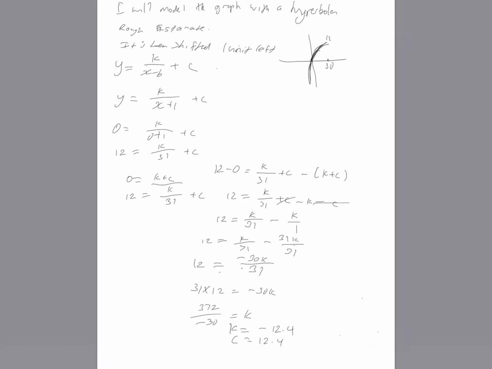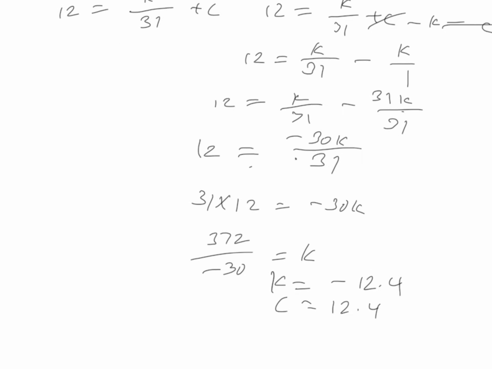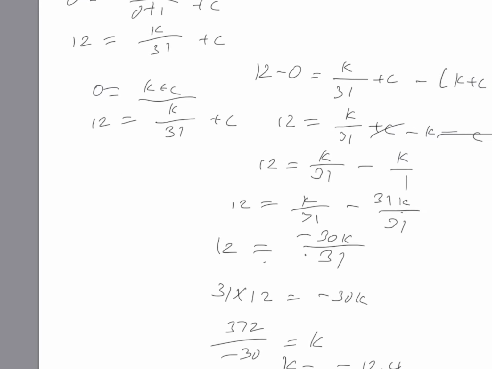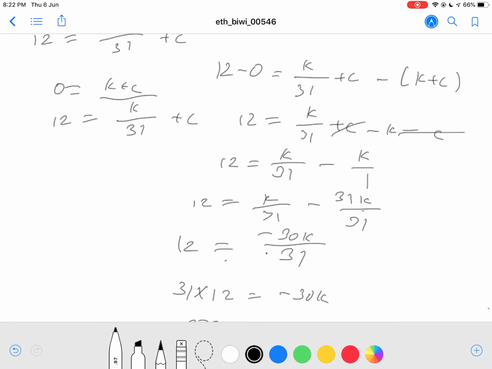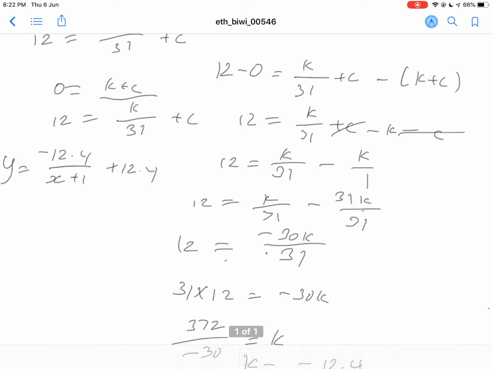Okay, so we rewrite our final equation. We'll say y equals 12.4 divided by x plus 1 plus 12.4. Oh no, not 12.4, it's negative 12.4, sorry. Negative 12.4 divided by x plus 1 plus 12.4 should be your final answer here.